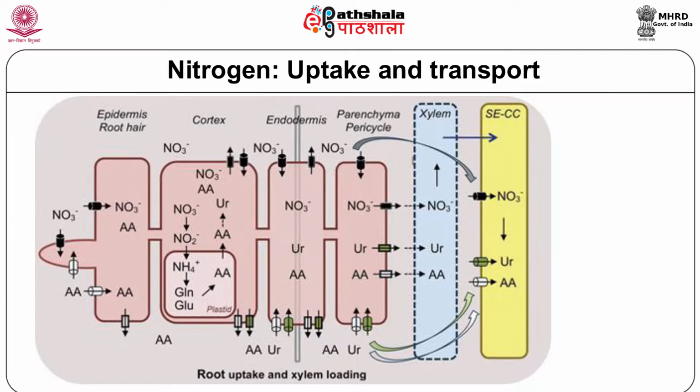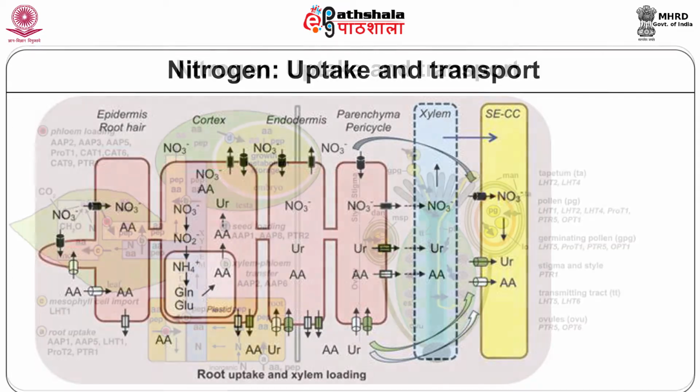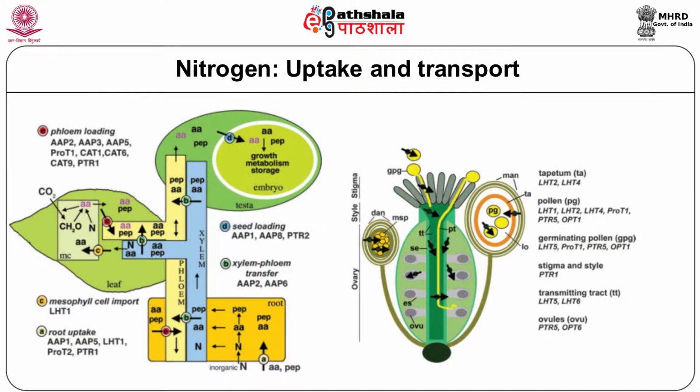Nitrogen in the xylem sap can be transferred from xylem to phloem as indicated by the blue arrows in the diagram. Organic nitrogen in the soil is primarily in the form of amino acids and urea, as well as in peptides and proteins.